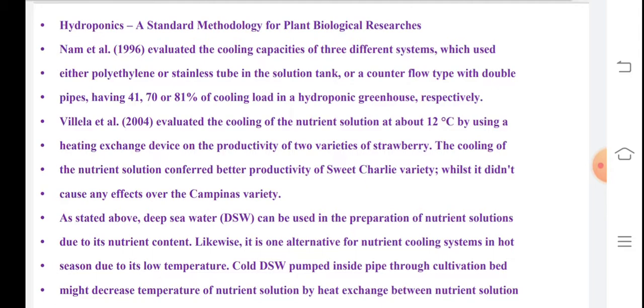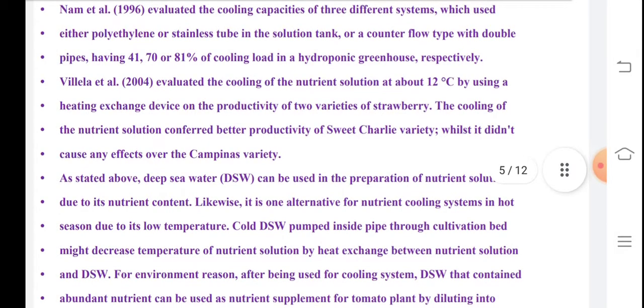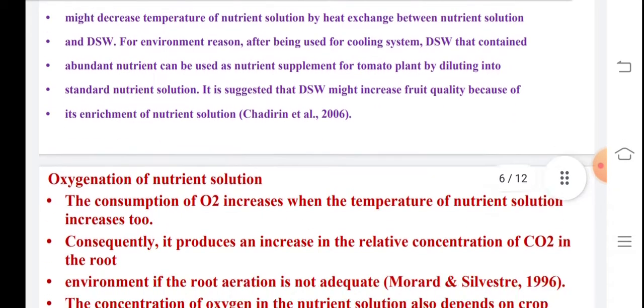Next, deep sea water (DSW) can be used in the preparation of nutrient solution due to its nutrient content. Likewise, cold DSW, deep sea water, is pumped inside the pipe through the cultivation bed. So these are some experiments done by the scientists.